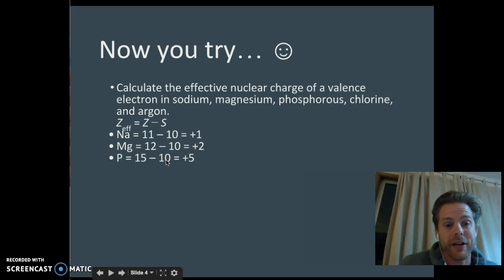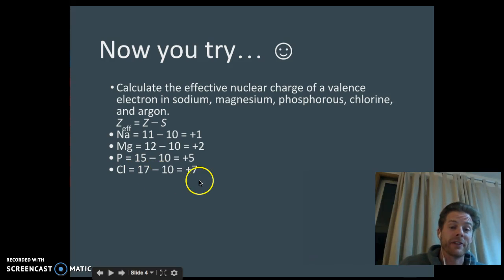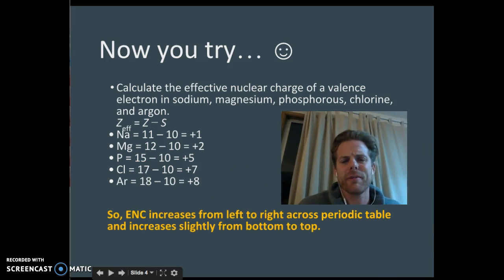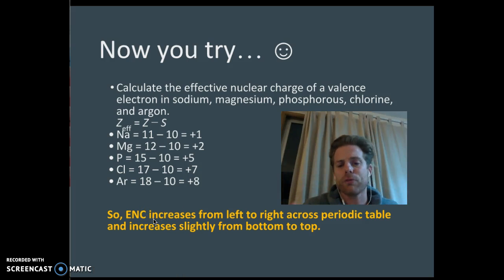You might have to draw these out, but you'll see a pattern in a second. 15 minus 10 equals 5. Chlorine, 17 minus 10 equals 7. And argon, 18 minus 10 equals 8. So you're probably thinking to yourself, okay, I get it. The effective nuclear charge increases from left to right, moving across the periodic table. It also increases slightly from the bottom up. And this has to do with the size of the electrons, okay?